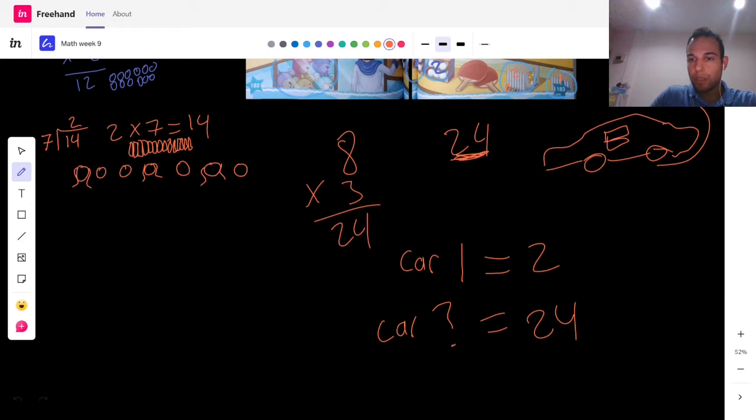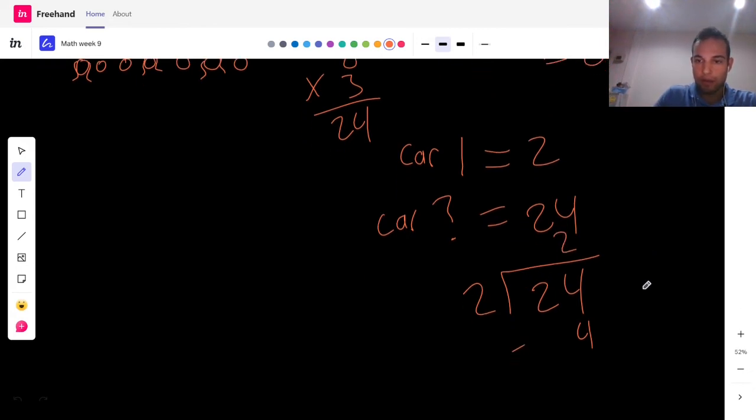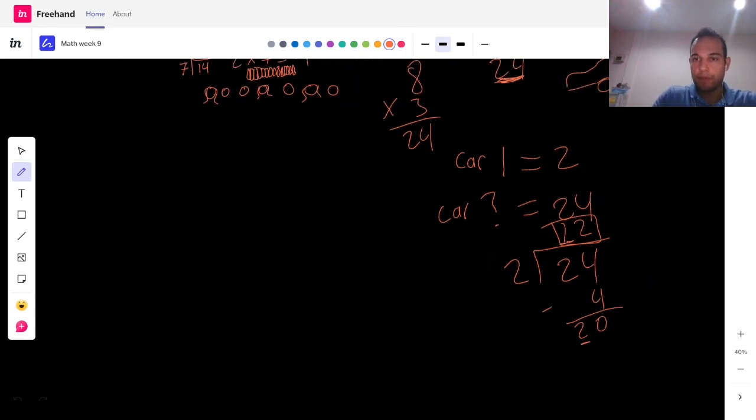We'll do 24 divided by 2. 24 divided by 2. 2 divided by 4 is 2. And 2, so let's subtract that. So we now have 20. Now we have 2 goes into, now we're in the tens place, right? So 2 divided by 2 is 1. So our answer is 12. That means if we have 24 batteries, we can buy 12 cars.